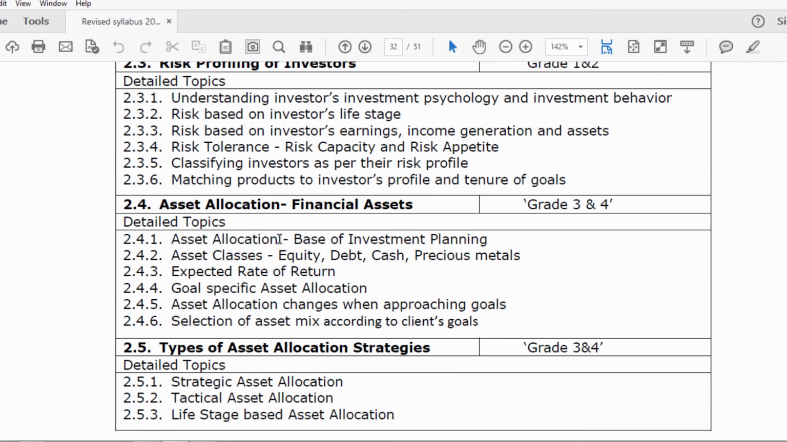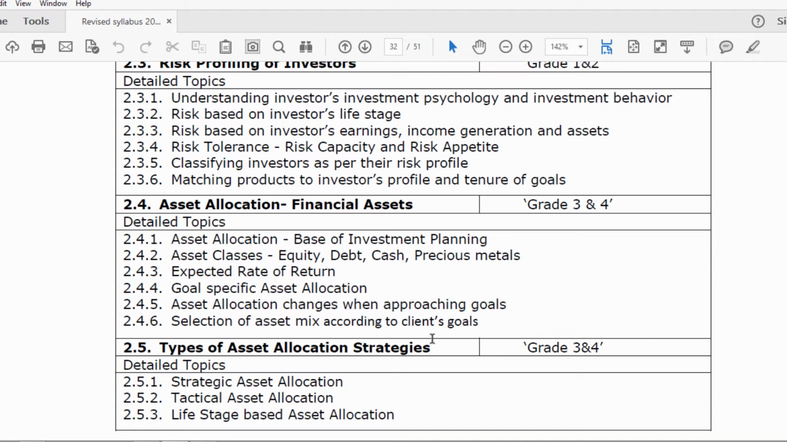Now, next is asset allocation and financial assets. And that is where our core IP begins. Asset allocation. What is the meaning of asset allocation? You should know this. Asset classes, introduction to all the asset classes. Expected return. Goal specific asset allocation. Asset allocation changes when approaching goals or in some circumstances. Definitely selection of asset mix according to the client's goals. Very important. You can have theory questions. You can also have numericals because they have suggested a 4 marker question from this.